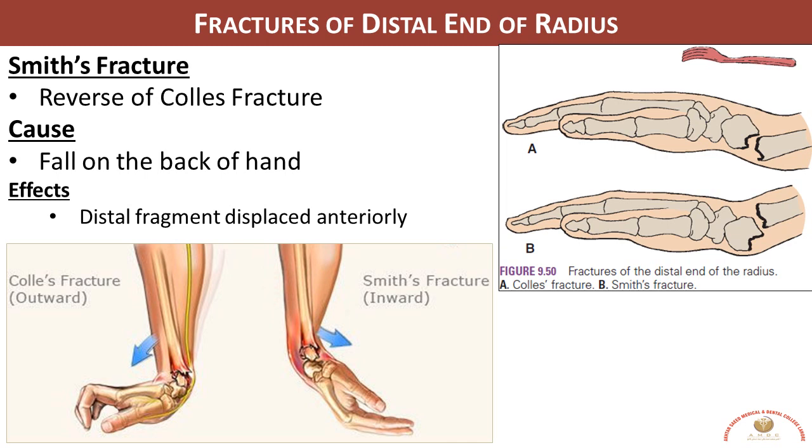The healing process in case of distal end of radius is very fast. Why is it fast, or why is the bony union very good? Because there is a rich blood supply of the distal end of radius. So because of that, the fractures heal much earlier.